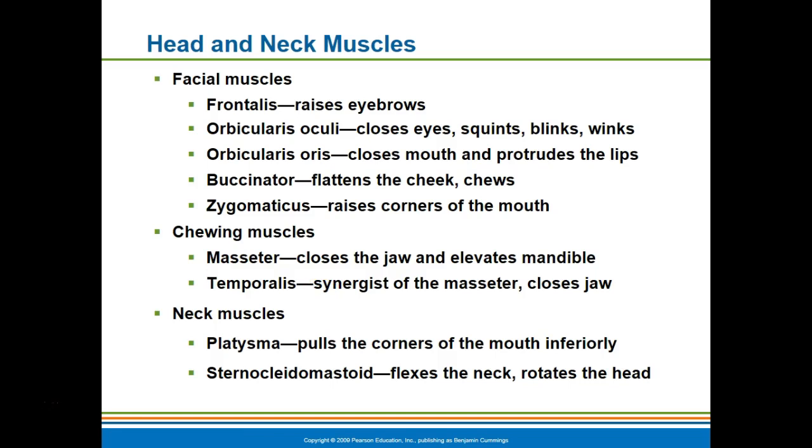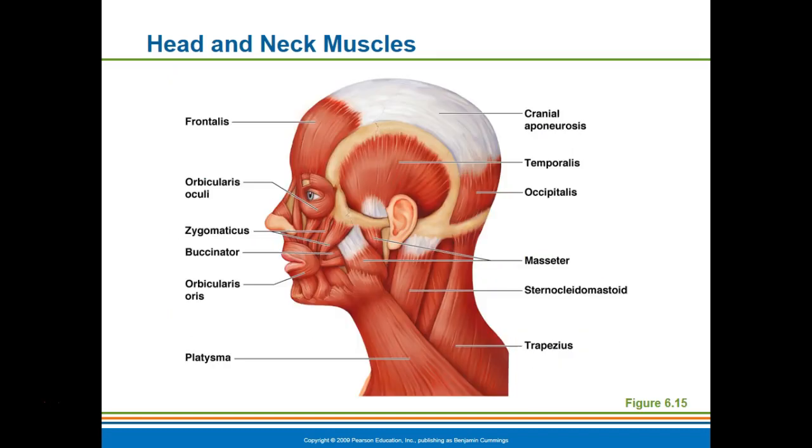Some of the neck muscles, the platysma will pull the corner of the mouth inferiorly. Inferior means from below. And then the sternocleidomastoid will flex the neck and also help to rotate the head. So let's look at where these are found.